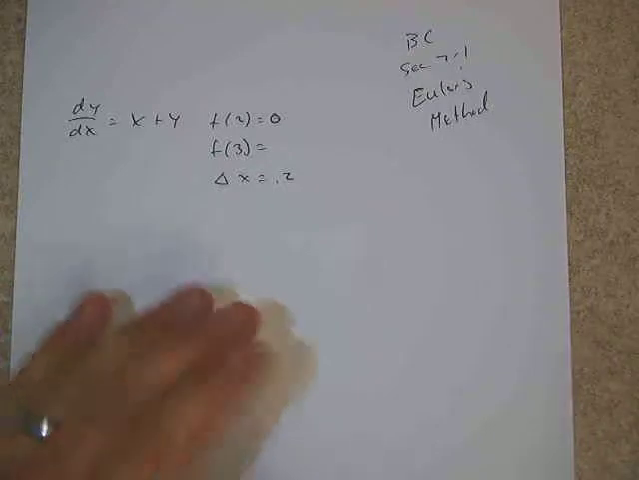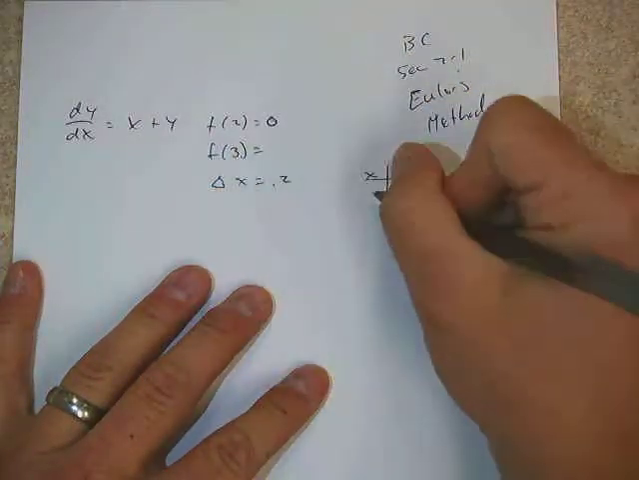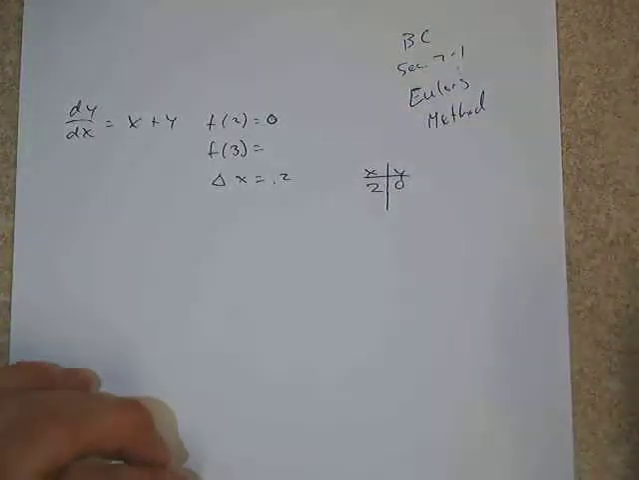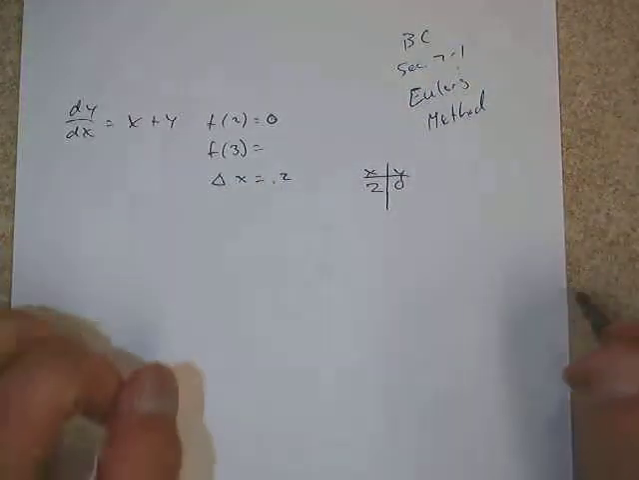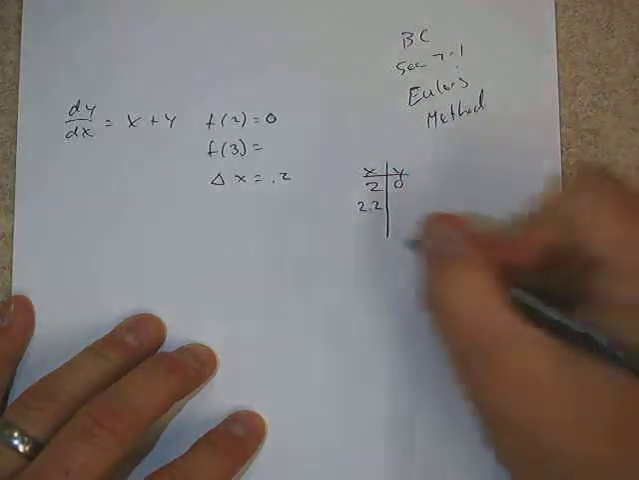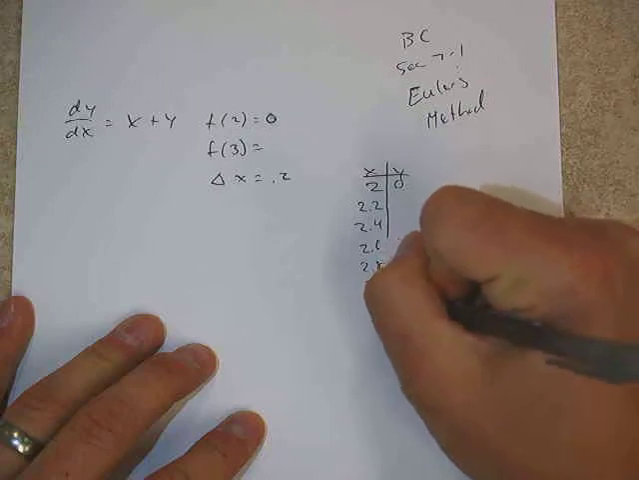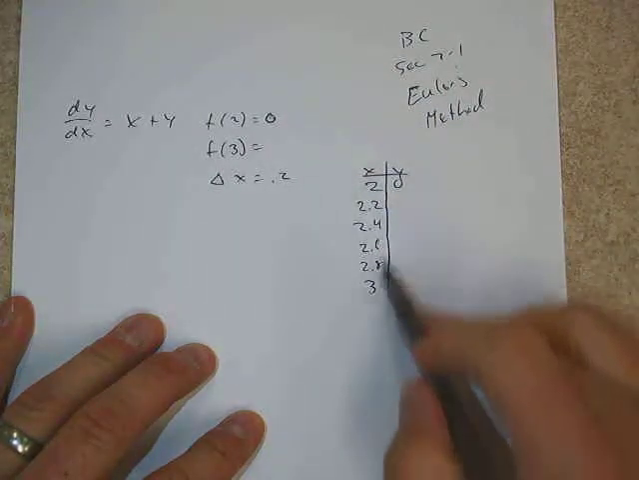Before we get into the mechanics of it, this is what we're going to end up with when we're done. We already know that for our function, we know an initial condition: we know that it goes through the point (2, 0). Ultimately, we want to know what the y value is at 3. And we're going to get there by finding an approximation for the y value at 2.2, 2.4, 2.6, 2.8, and 3.0. We're going in increments of 0.2.